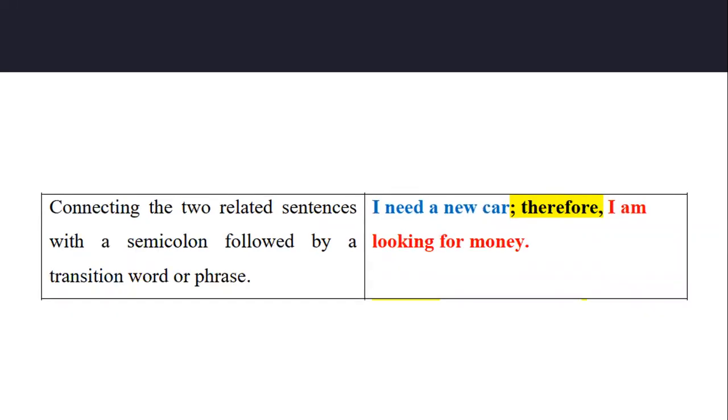Then we have connecting the two related sentences with a semicolon followed by a transition word or phrase. I need a new car, semicolon, therefore, comma, I am looking for money. Here again, indicating result by using therefore.